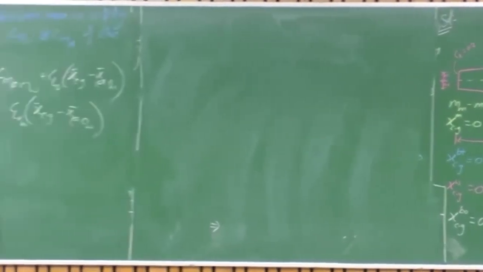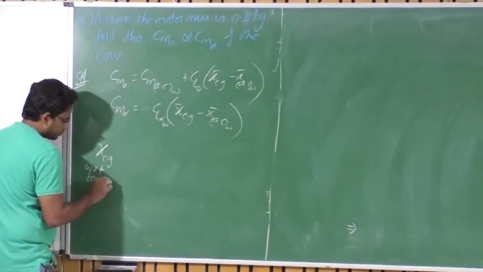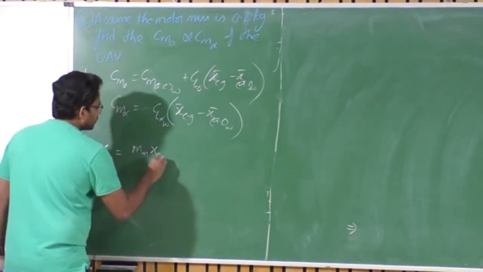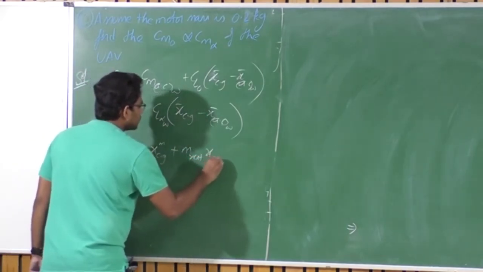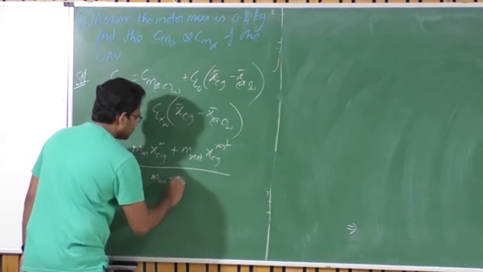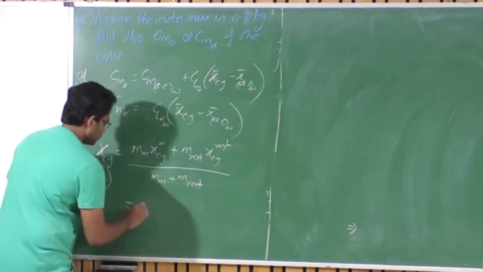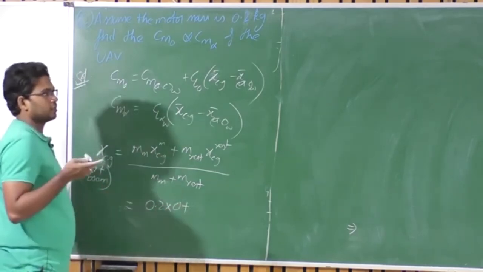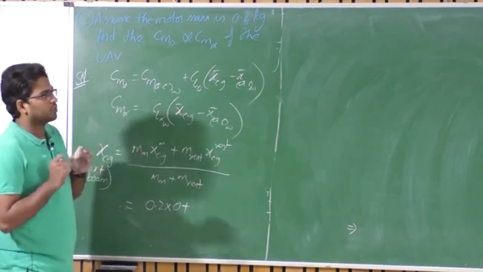So the new CG with respect to the boom is equal to mass of the motor times XCG of motor plus mass of rest times XCG of rest, upon mass of motor plus mass of rest. Okay, so this equals mass of the motor, 0.2, times 0, because we are mounting exactly at the starting of this, and assume that the CG of this motor coincides with the leading or the starting point of the boom.